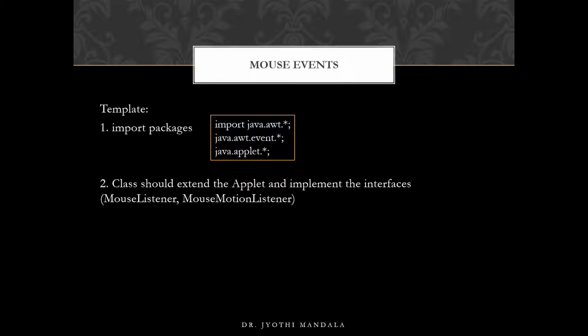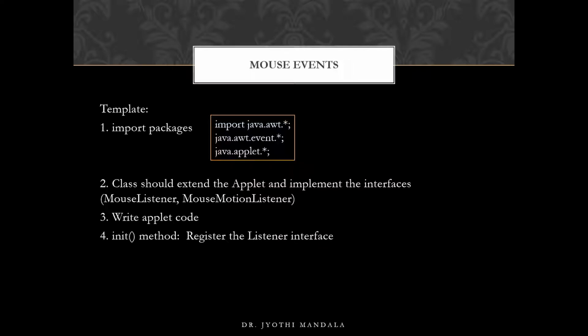The second thing is we need to extend the applet class, and we need to implement two interfaces. Suppose you want to work with all the mouse methods, then we need to implement both the interfaces. If you want to implement only the first 5 which I have highlighted in the last slide, then only MouseListener is enough. But if you want mouse moved and mouse dragged also, then we need to implement this interface also. Two or more interfaces can be implemented. And we need to write down the applet code.